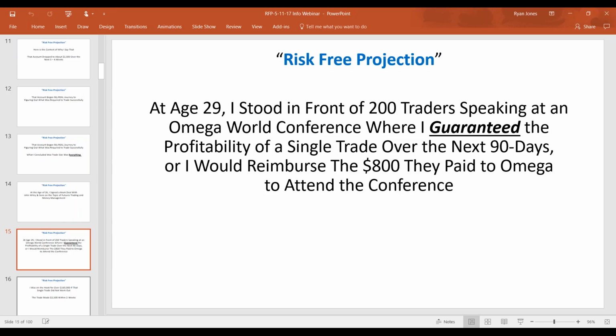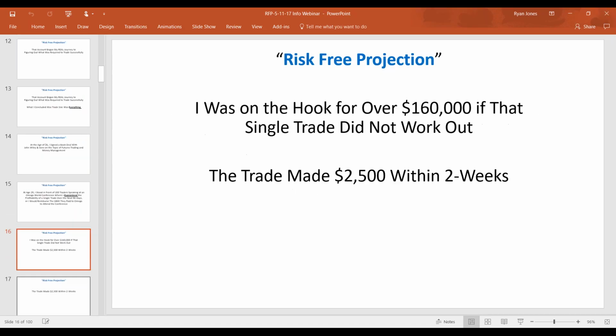Nonetheless, 200 traders, I guaranteed the profitability of a single trade. How idiotic was that? Well, I was on the hook for over $160,000 if that trade did not work out. Fortunately, it did work out. The trade made $2,500 within a couple of weeks, and I had a tremendous probability of success. I'll even tell you what the trade was.